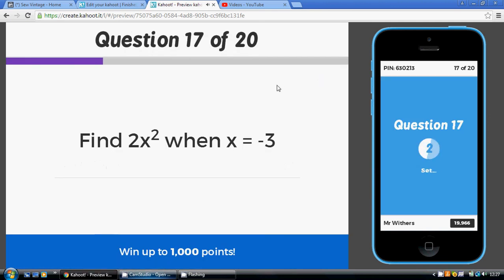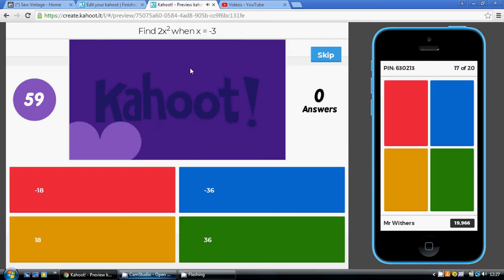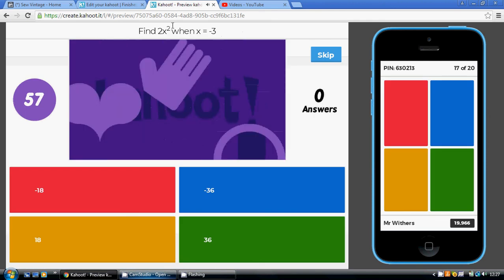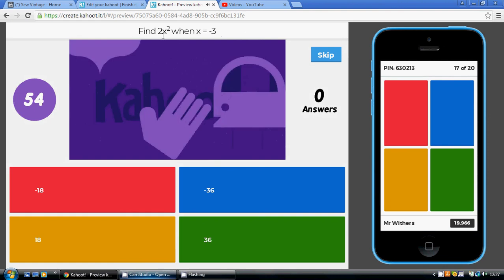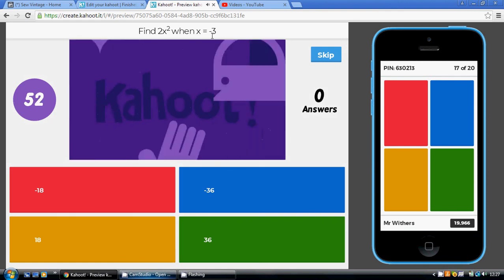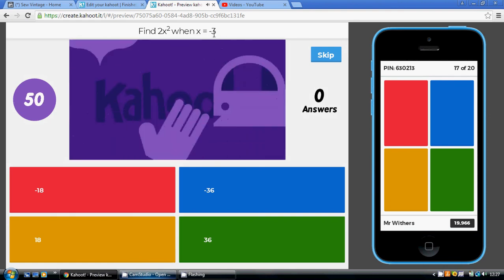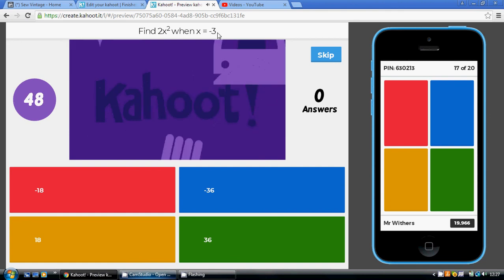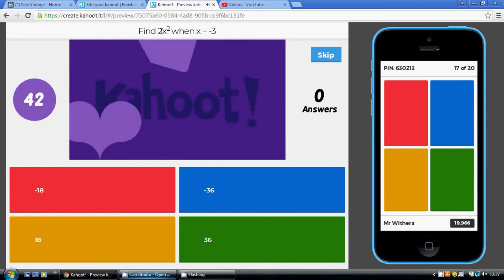Now again, be ever so careful here. Again, just like the question before, we've got to do the powers, the indices first. So the squaring comes first. But be careful. Minus 3 times minus 3 is plus 9. And then plus 9 times 2 is 18. So the answer is going to be the gold 18.